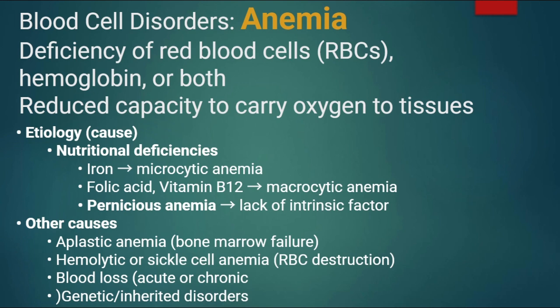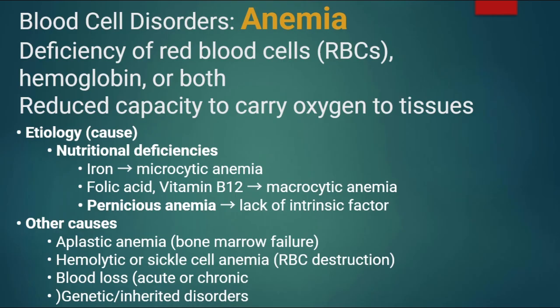Let's look at the causes, or etiology, of anemia. Nutritional deficiencies are a major cause. If the body lacks iron, it can't make enough healthy hemoglobin, leading to microcytic anemia. On the other hand, if the body lacks folic acid or vitamin B12, red blood cells become larger than normal but are not functional. This is called macrocytic anemia.